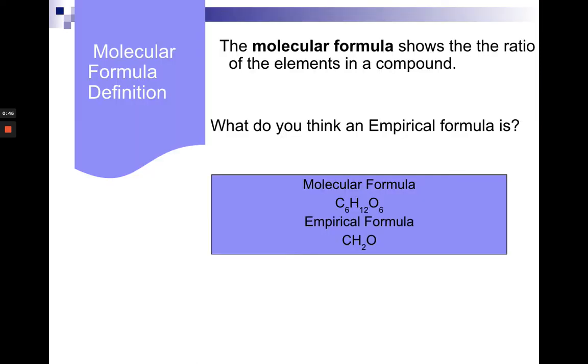First of all, let's review a couple of things and learn a new term. The molecular formula shows the ratio of the elements in a compound. But we also have something called an empirical formula. Let me show you an example. What do you think an empirical formula is? A molecular formula would be C6H12O6, and the empirical formula of that molecular formula would be CH2O.